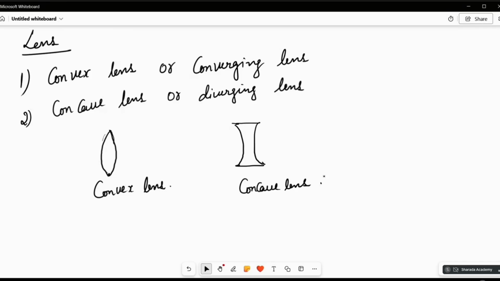Converging means trying to bring all the rays to one point. Diverging means trying to divert the rays from some point. That point only we call the focal point.